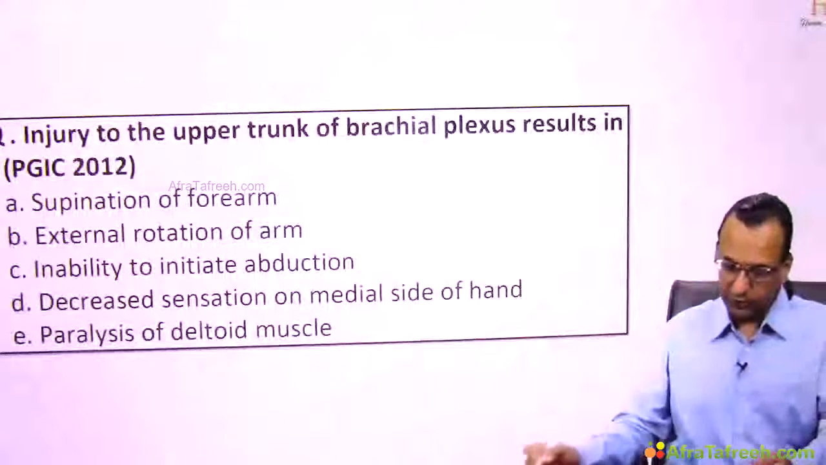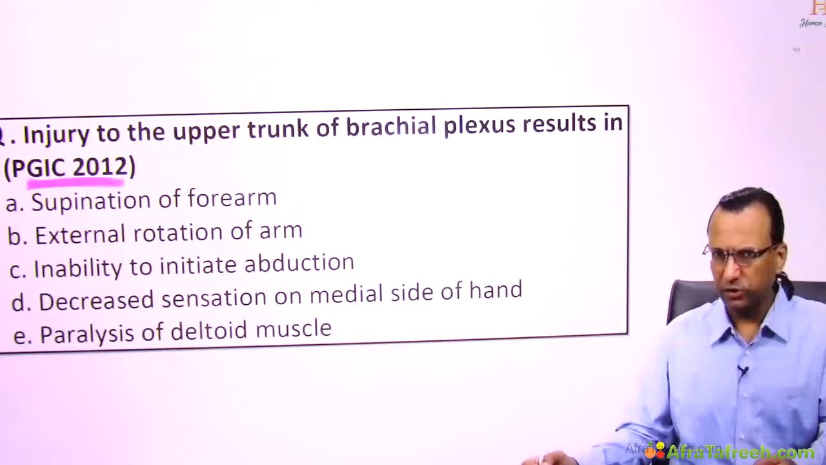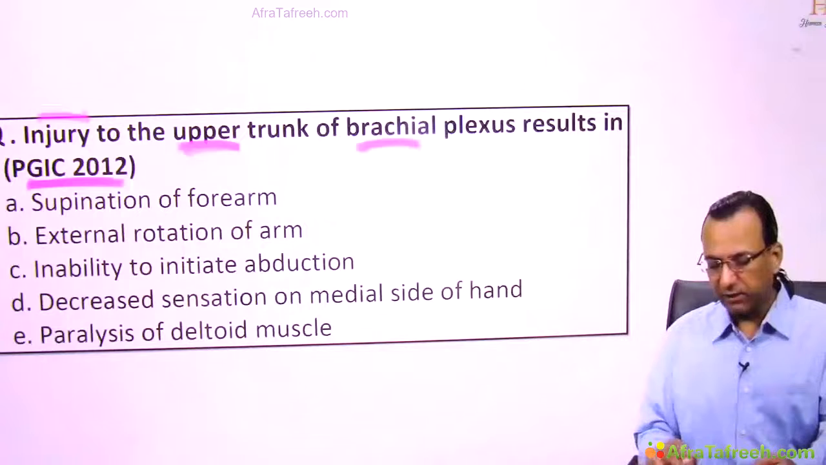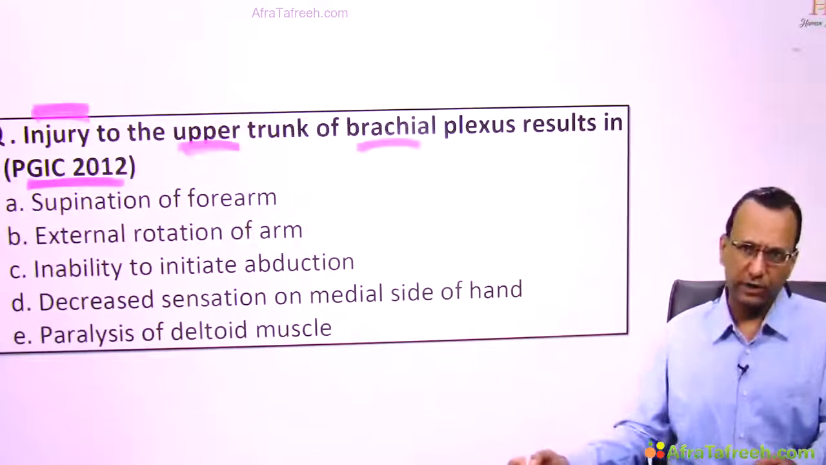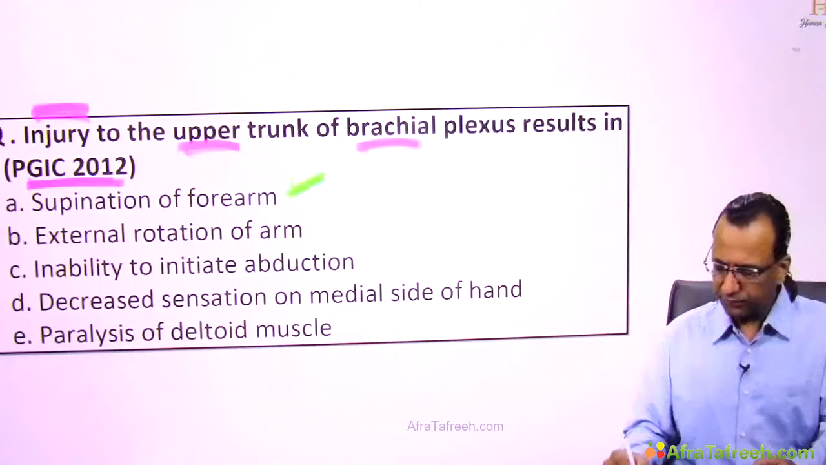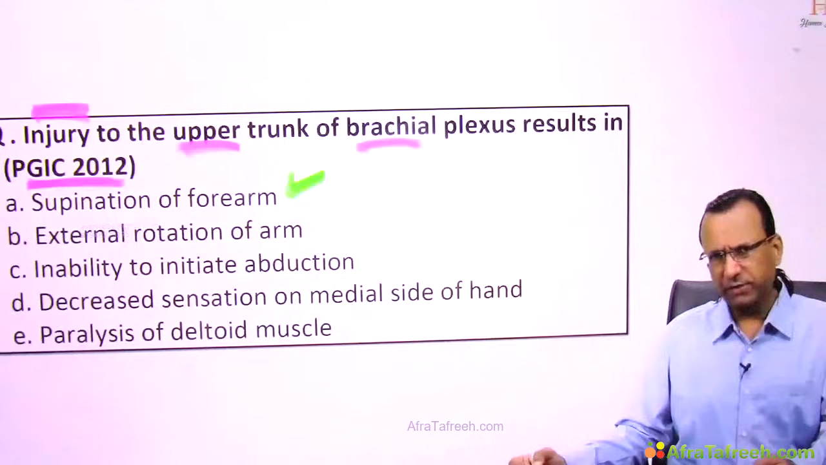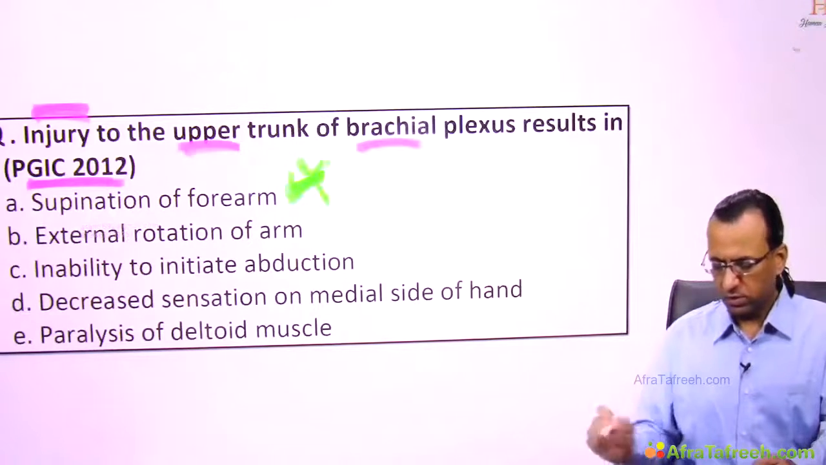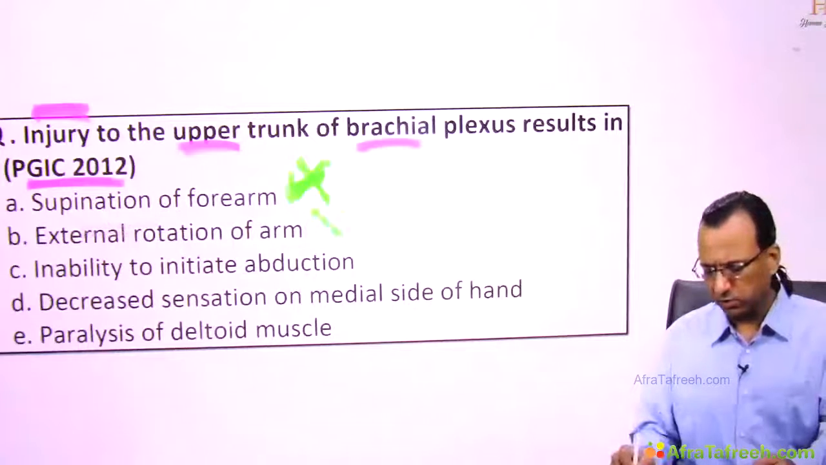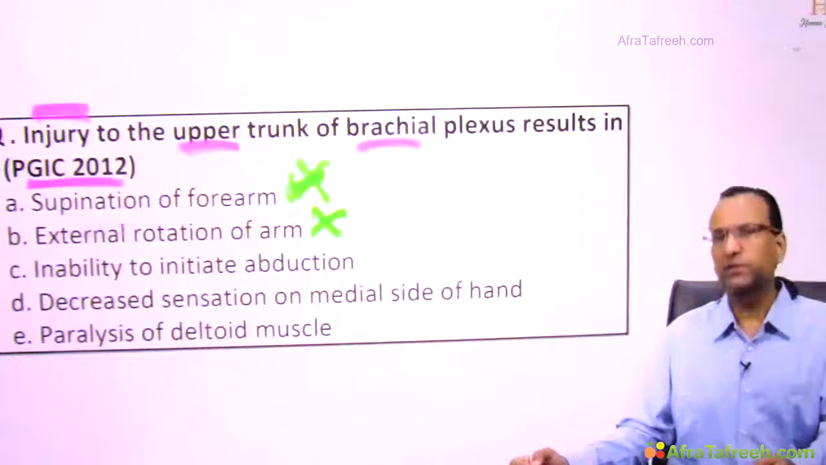This is a PGI Chandigarh question, year 2012, with multiple answers. Tell me which is yours, because it is asking about an upper trunk lesion. Supination of forearm: I think supination was lost, so this is wrong. External rotation of arm: I think external rotation was lost, so this is wrong. Inability to initiate abduction: yes, abduction was a problem, that is there.